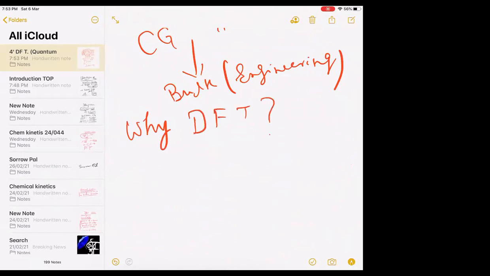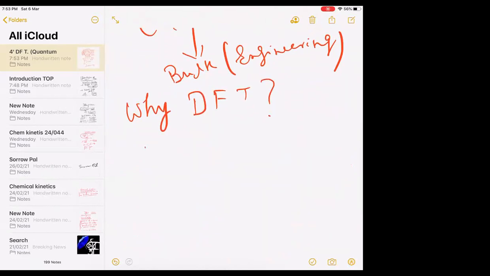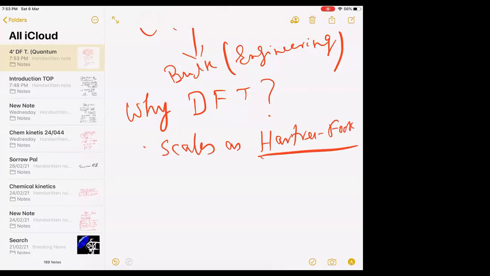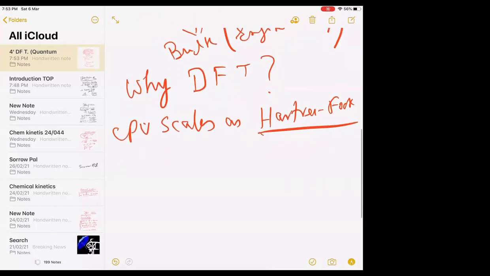So one is that this is a method which scales nearly as the Hartree-Fock method. So you can see once it scales like Hartree-Fock, it is very good scaling. This is the best we could do in the solution of H Psi equals E Psi. So computing, CPU scales as Hartree-Fock. Yet, it is more accurate than Hartree-Fock.